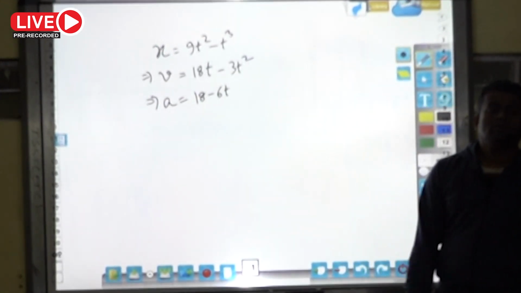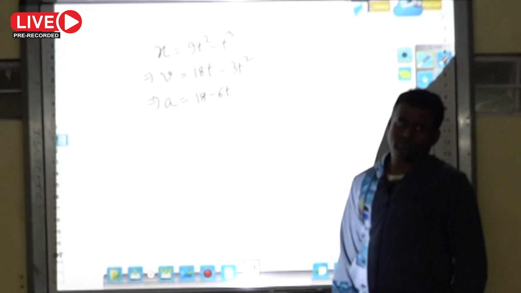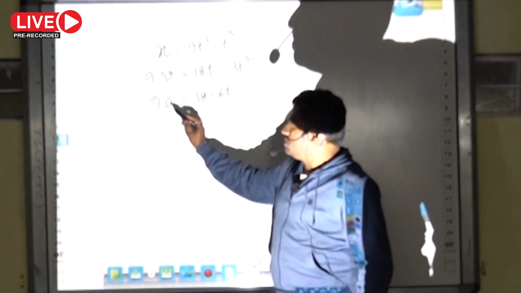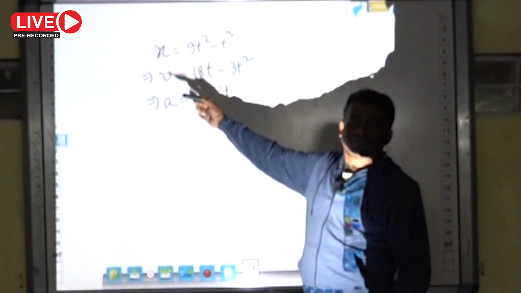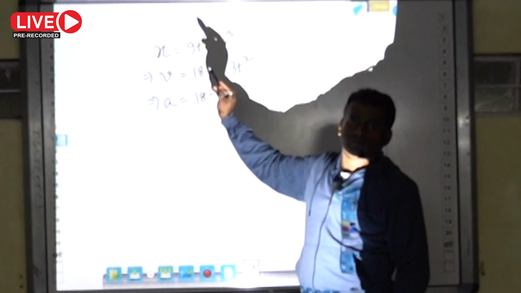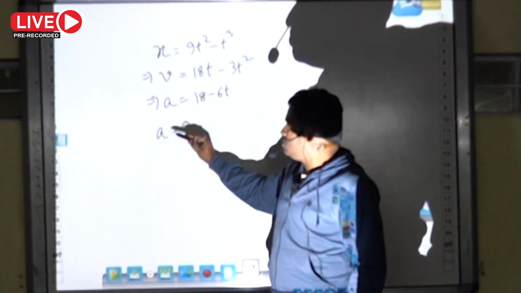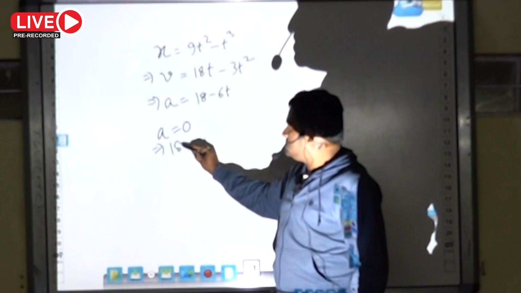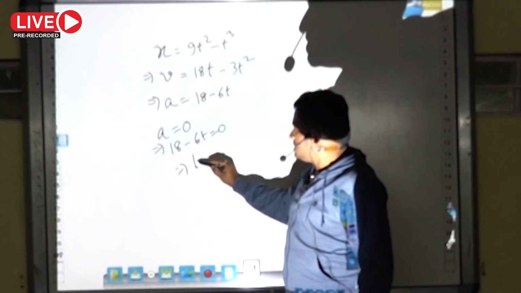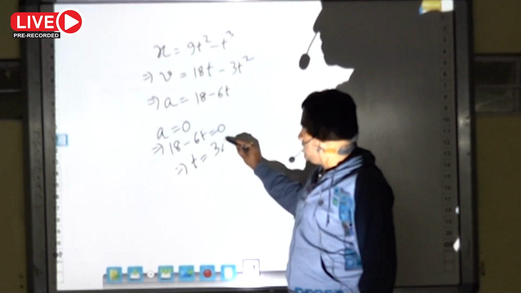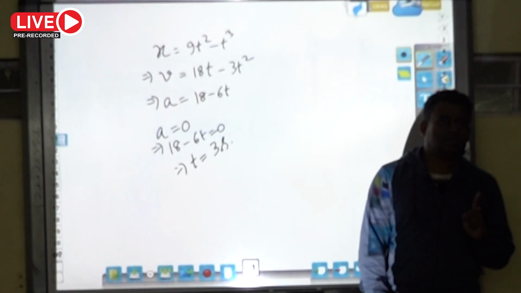Okay, now velocity is maximum when acceleration will be 0, because velocity's derivative is acceleration, so first derivative 0 means you will find the maxima minima. So from that you can set a equal to 0, which will give you 18 minus 6t equal to 0, means acceleration is 0 at 3 seconds. So velocity will be maximum at 3 seconds.